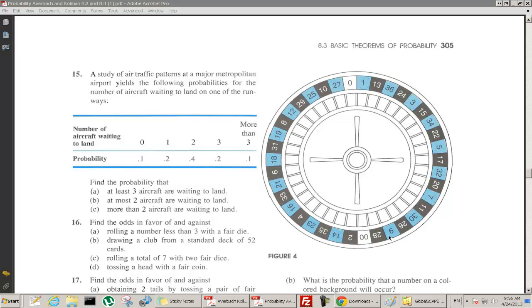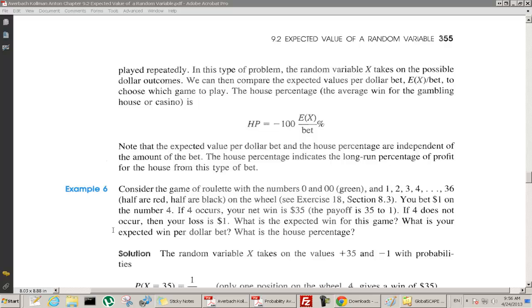Half of the non-white slots are blue, and the other half are gray. I think it's black and red, I'm not sure, but anyway, here it's blue and gray. So half of the non-white ones are gray and half are blue. And there are 36 numbers plus the 0 and the 0, 0. So actually there's 38. Okay, so let's look at example 6.